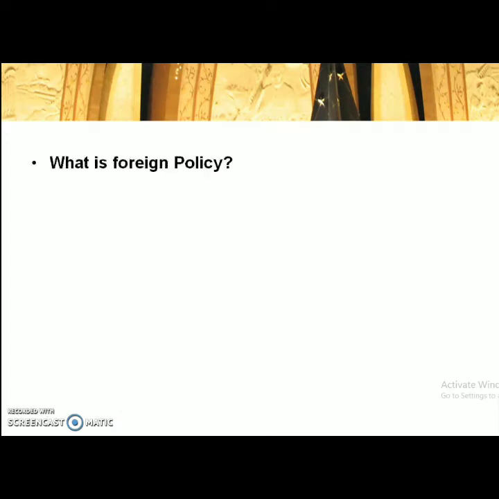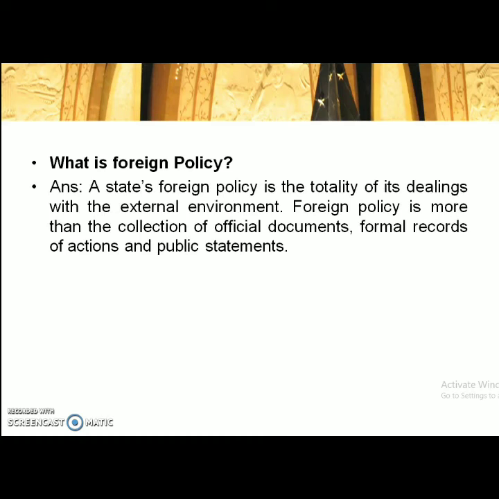Before we talk about some of the important dimensions and concepts on foreign policy, let us first answer this question. What is foreign policy? In totality, a state's foreign policy has been considered as the dealings with the external environment. Foreign policy is more than the collection of official documents, formal records of actions, and public statements.